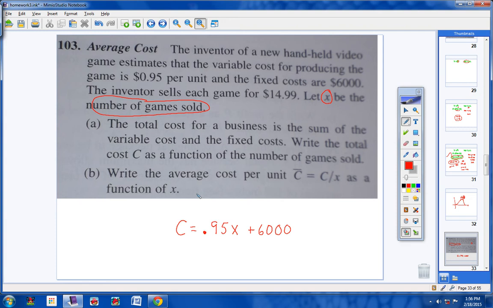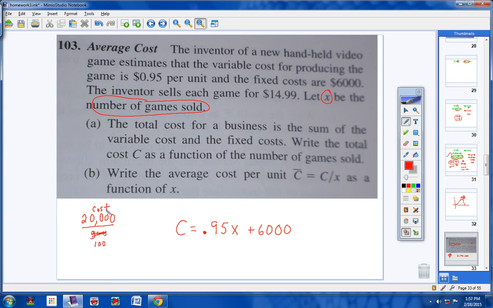Write the average cost per unit, C. Average cost per unit. Now, guys, please listen to me. If I told you our total cost was $20,000, got it? And I said that was for 100 games, I don't know, 100 games. How would you find the cost per game, the average cost? Well, you would divide the total cost by the number of games you sold, which in this case would be 100. Does that make sense?